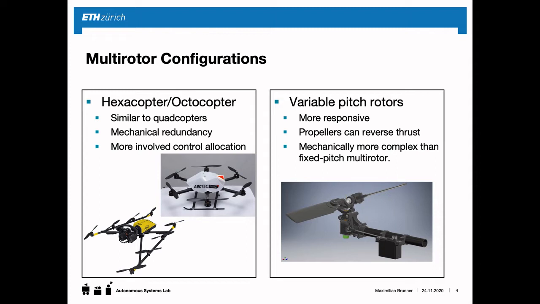On the right side, we have a different propeller type, which is called the variable pitch propeller, which means that we can change the thrust not only by changing the rotor speed, but also by changing the pitch of the propeller, which is what we see here. So this basically makes the system more responsive, but also a lot more complicated to control and also mechanically more complex. So this is why it's really rare to use in MAVs.